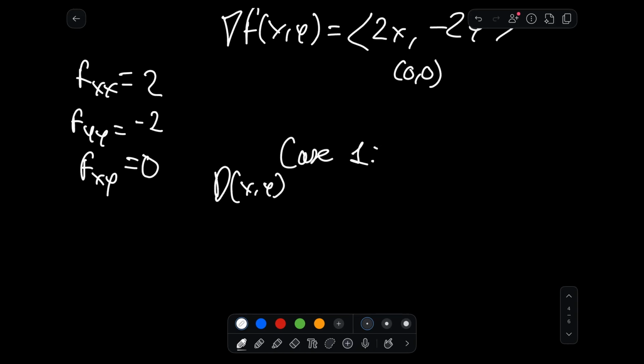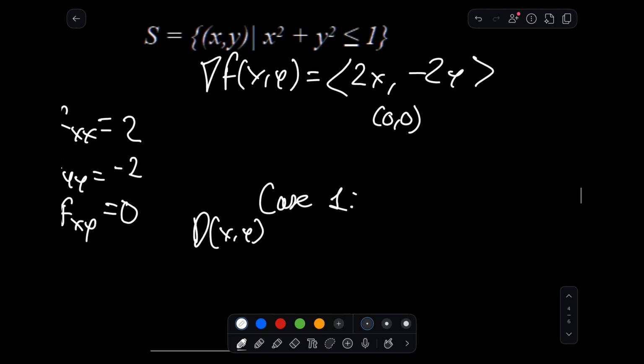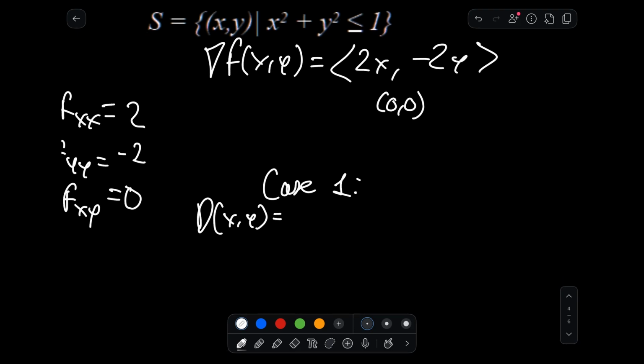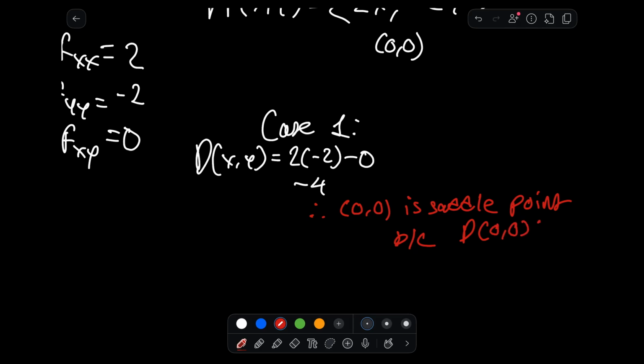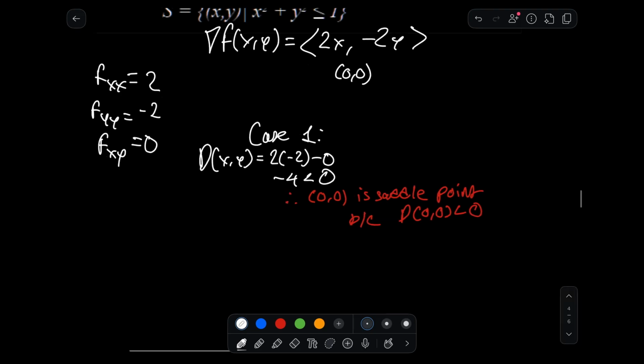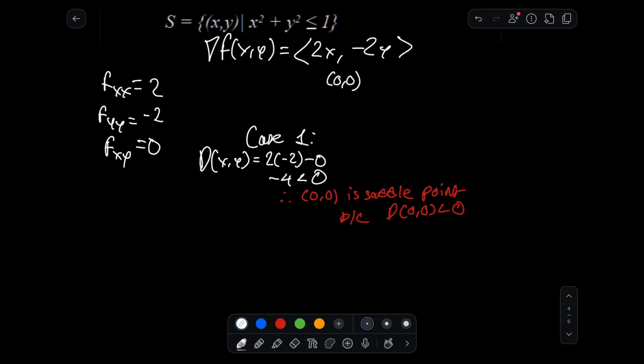case 1. We have D(x, y) equal to 2 times -2 minus 0. This is -4. Therefore, (0, 0) is a saddle point because D(0, 0) is less than 0. Right. Perfect.